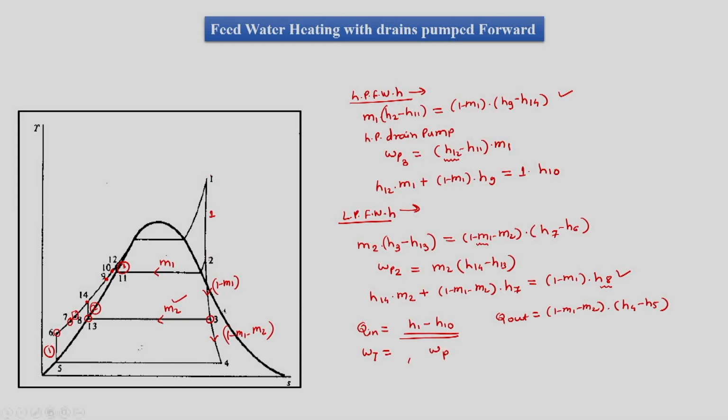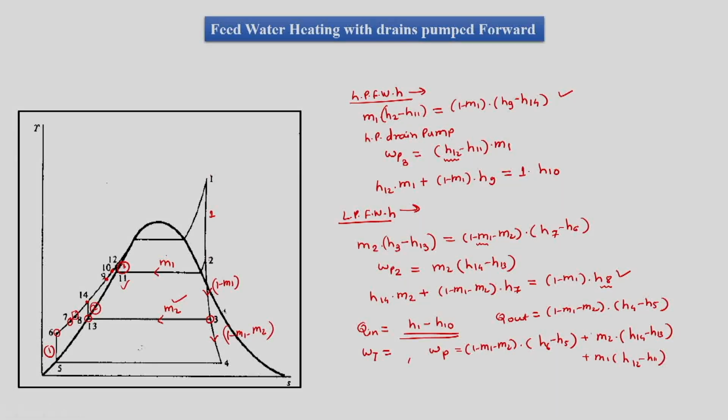WP is equal to (1 − M1 − M2) mass getting pumped from H5 to H6, but then we have M2 amount of mass at the low pressure feed water heater, which is getting its enthalpy raised from H12, H13 to H14, plus we have M1 amount of mass, which is a drain mass, raising the enthalpy from H11 to H12.